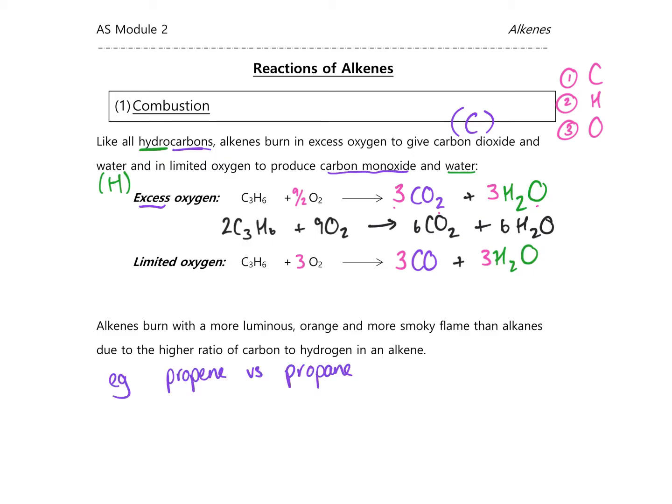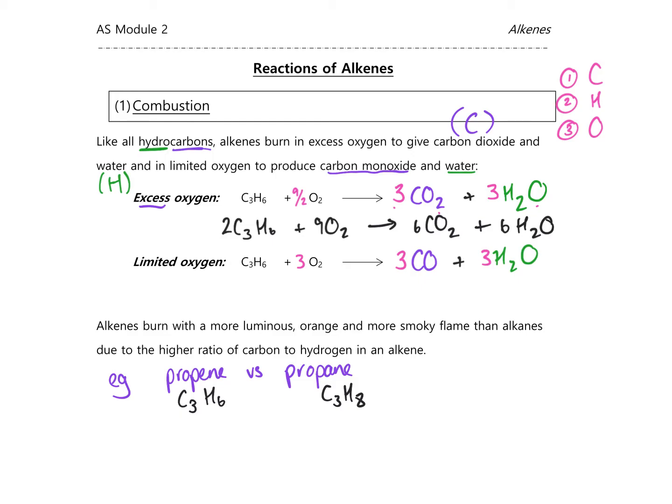orange and more smoky. So if we were to take the example of propene versus propane, the formula difference is, with propene we have C3H6 following that general formula CnH2n, and propane will be C3H8 because it has just single bonds, so you have 2 extra hydrogens following the general formula CnH2n plus 2. So you can see even from the ratio within the formula that there's a higher carbon ratio essentially in propene than propane. But as this statement says here, the higher ratio of carbon to hydrogen in the alkene.